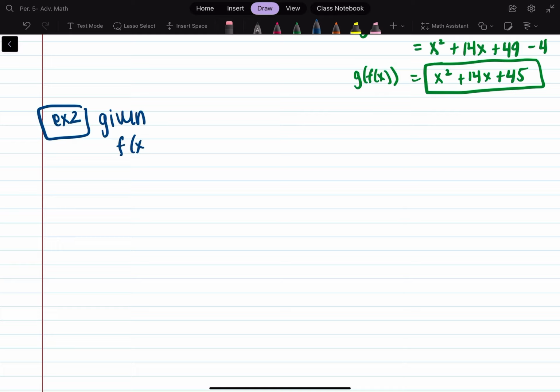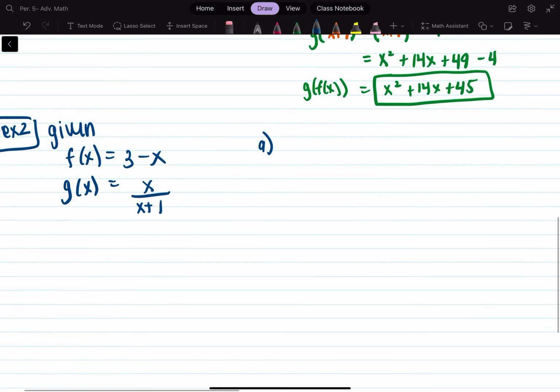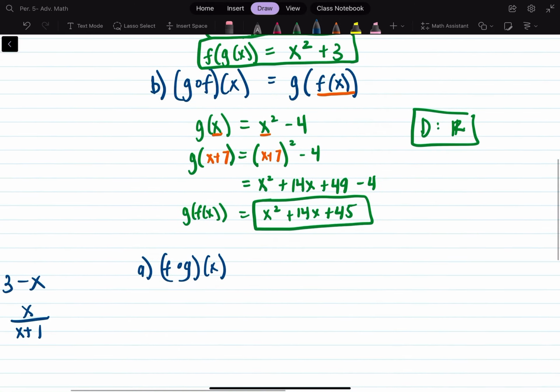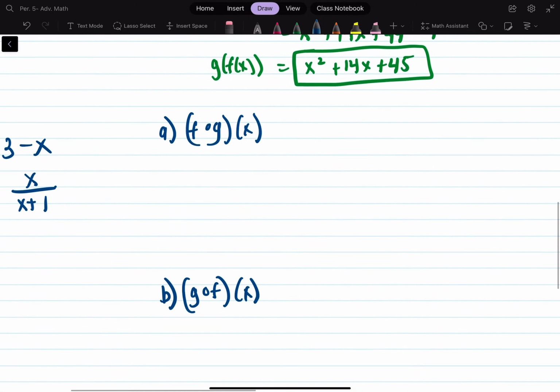Given that f of x is equal to 3 minus x, and g of x is equal to x over x plus 1, in part A we are going to find f of g of x. And then in part B, we will go ahead and find g of f of x. All right, so let's start off with the top. Again, by definition, f of g of x is equal to f of g of x.